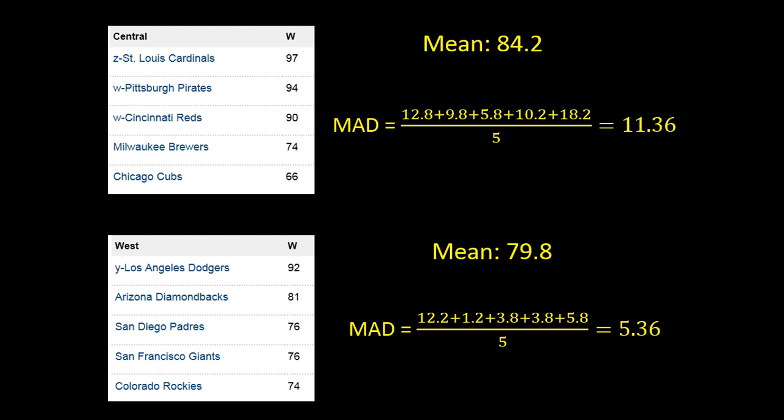In the Central Division, the wins there were some that were very small, like the Cubs and the Brewers, and some that were very large, like the Cardinals and the Pirates. Whereas in the West Division, the number of wins were a lot closer to each other, and that's what makes that mean absolute deviation much smaller for the West Division.